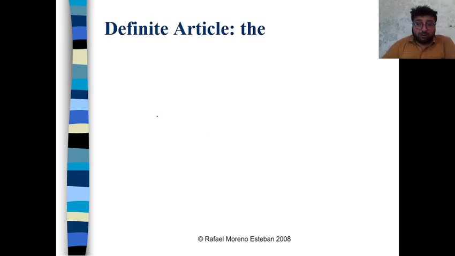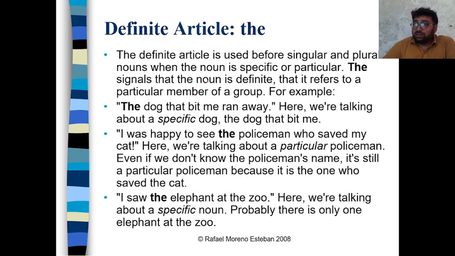Now we're talking about the definite article the. Okay, we have finished talking about indefinite articles, but now we are on the definite. The definite article is used before singular and plural nouns when the noun is specified or particular. This signals that the noun is definite, that it refers to a particular member of a group. Whenever we use the, it will mean that we are talking about a specific member of a group. Okay, so look out closely.